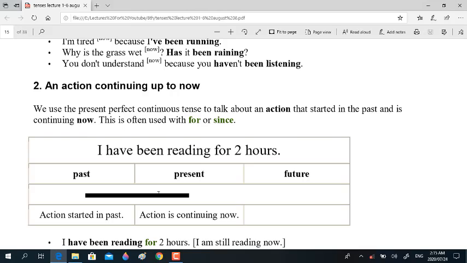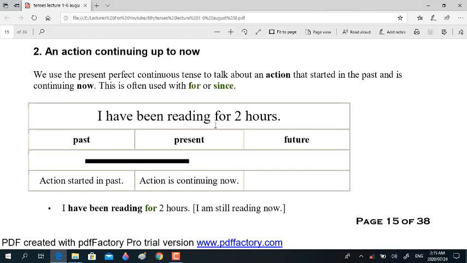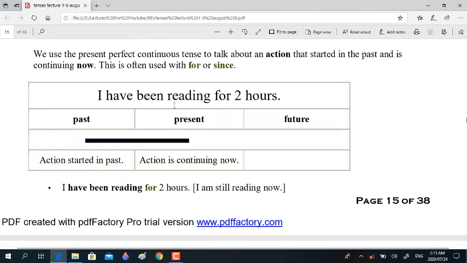So this is often used with for or since. When to go for this and since, we have discussed in the previous tense, so we need not repeat them. Look at the example. I have been reading for 2 hours. 2 hours, we do not know which 2 hours. This is only the time, not the point of time. If there is the point in the past time, we should go for since. If we do not have the point, only we have the time of a beginning of an action, then for is to be used, right?